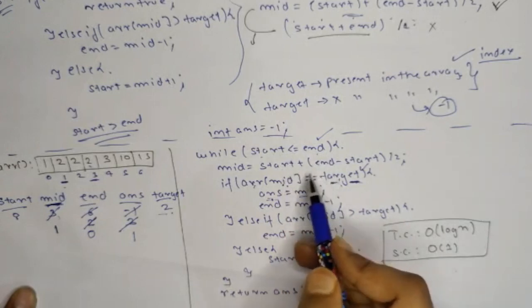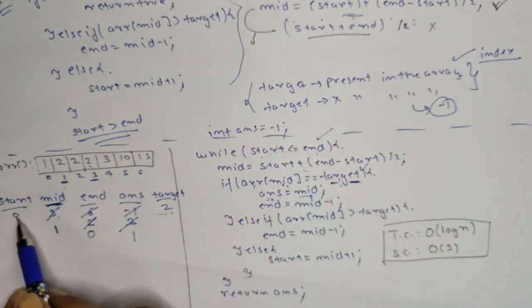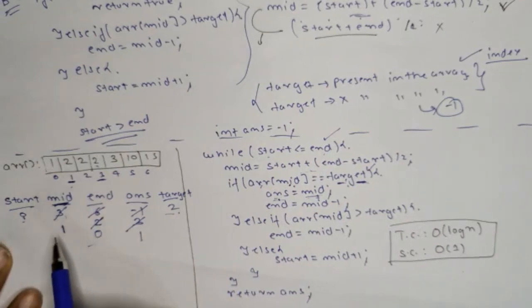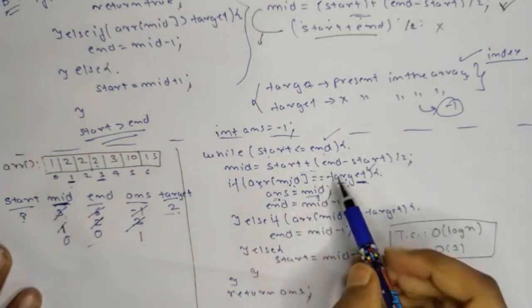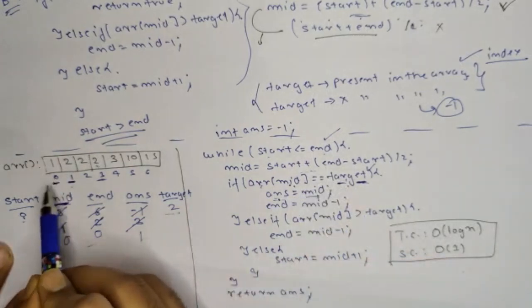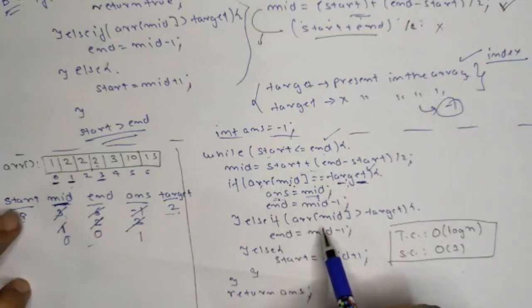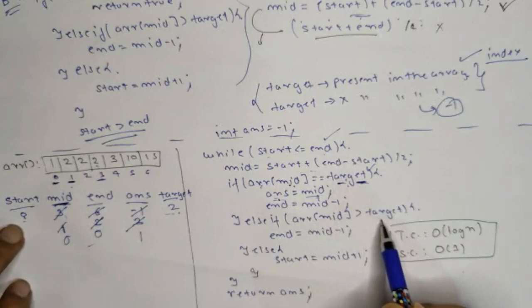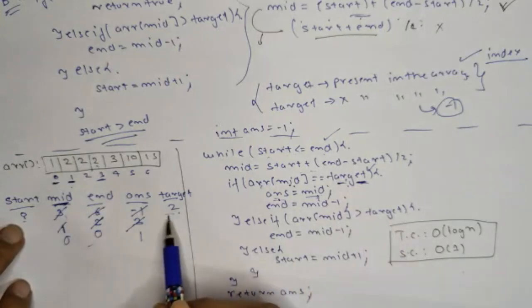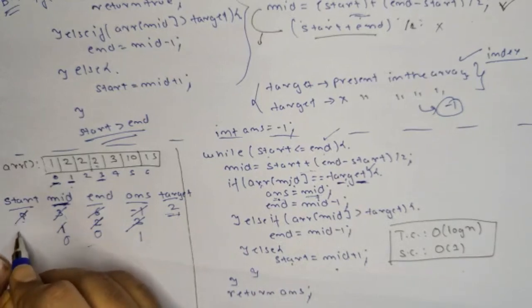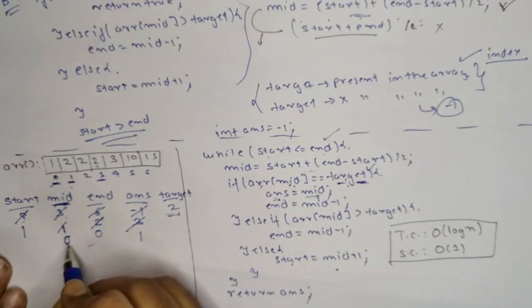Then again we will calculate mid, because we have checked the condition and found that start is less than or equal to end, it holds the equality condition. So we will calculate the mid and our mid will be 0. And what is the value stored at ARR of 0? That is 1. Is it equal to target? No. The value is 1 and the target value is 2. Is our target smaller than ARR of 0? No, it is greater. So start is equal to mid plus 1. We will increment start by 1, because our mid holds 0.